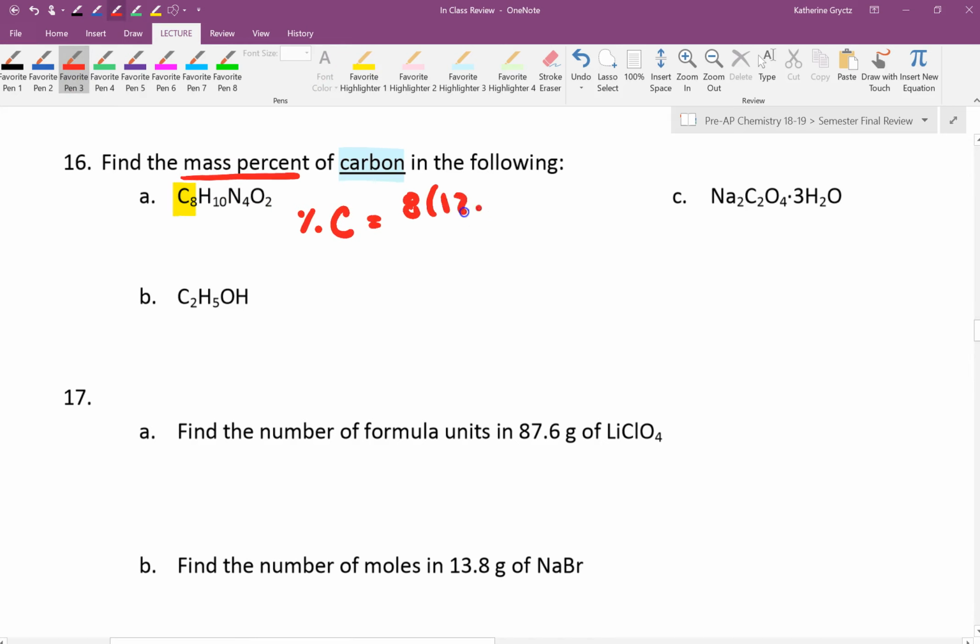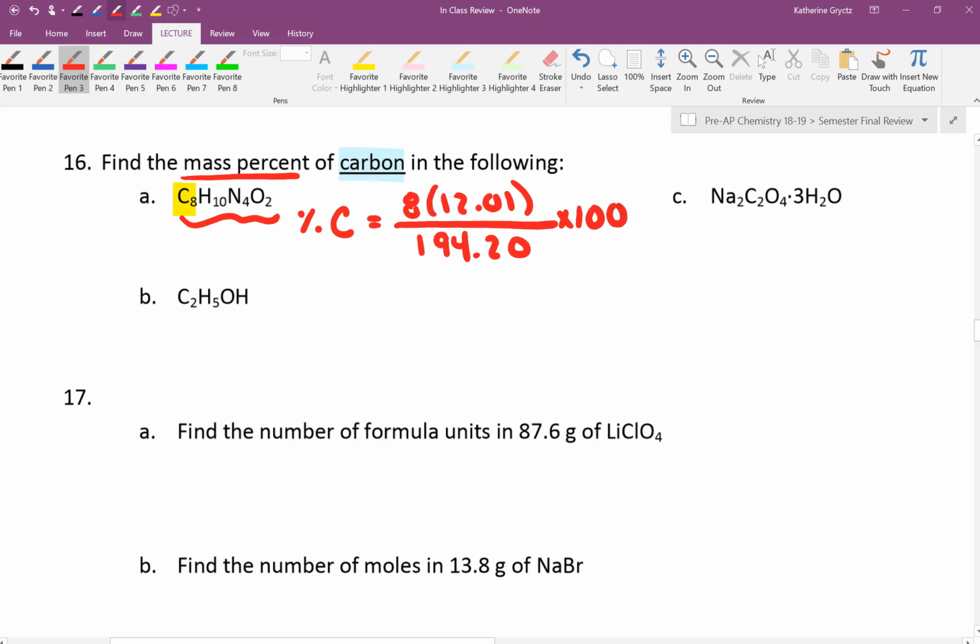8 times the 12.01 as my part, and then to do the whole you've got to add up this entire thing. So 8 times 12.01 plus 10 times 1.008 plus 4 times 14.01 plus 2 times 16. So this whole thing I've got weighing 194.2. And then we'd multiply by 100 to make it a percentage.